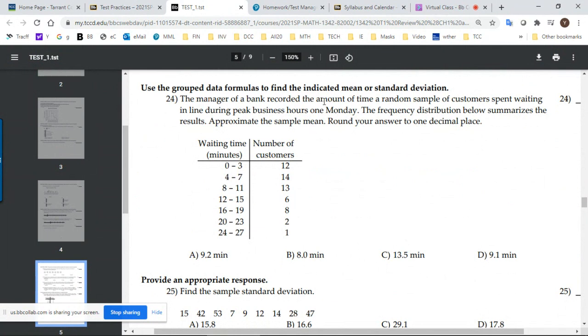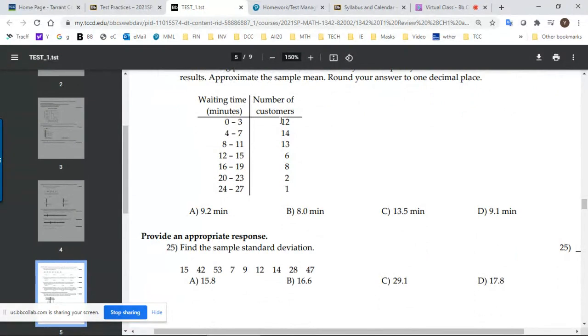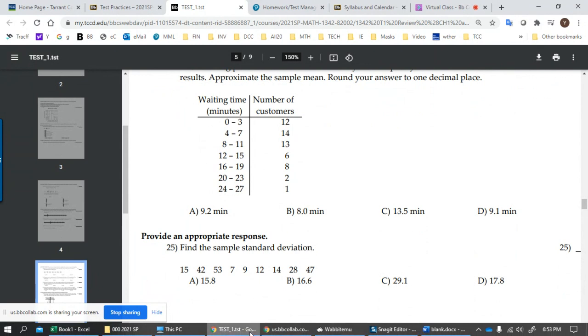So the manager of the bank recorded the amount of time a random sample of customers spent waiting in line during the peak business hour on Monday. This is a frequency distribution summarized below. You have 12 customers who waited between 0 to 3 minutes, right? And then 13 of them waited between 8 to 11 minutes. One of them waited between 24 to 27 minutes. So how do you calculate this type of question?